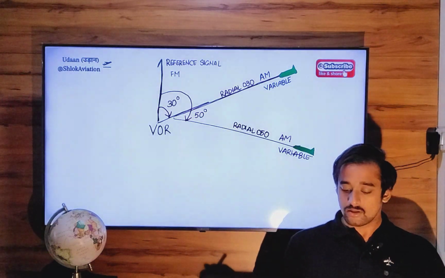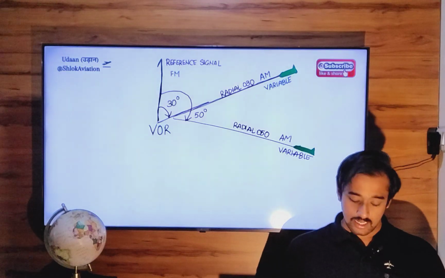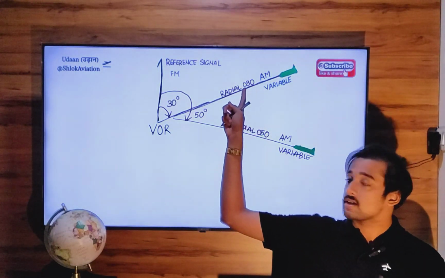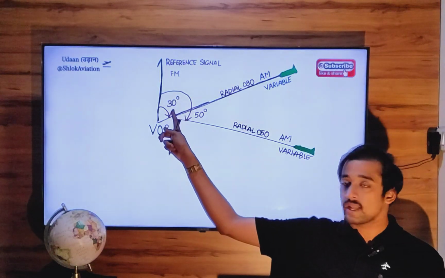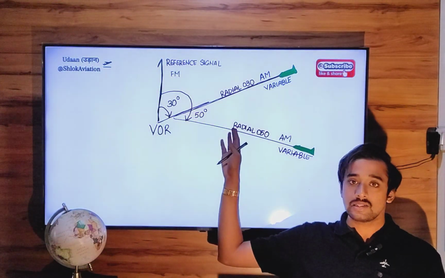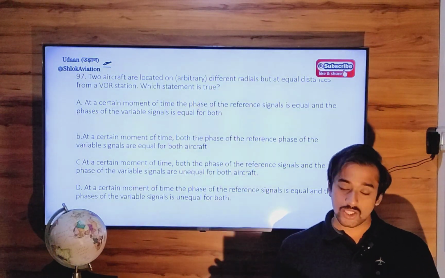Okay, so now if they are both on different radials, that means the phase difference for this aircraft on radial 030 will be 30 degrees. For this aircraft, the phase difference will be 50 degrees, hence radial 050. So let's read the options.